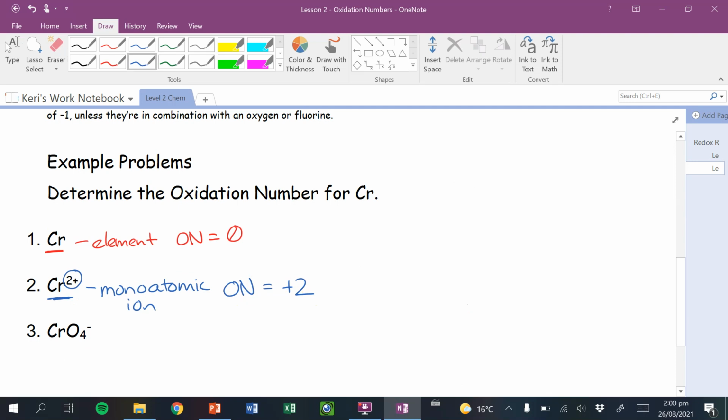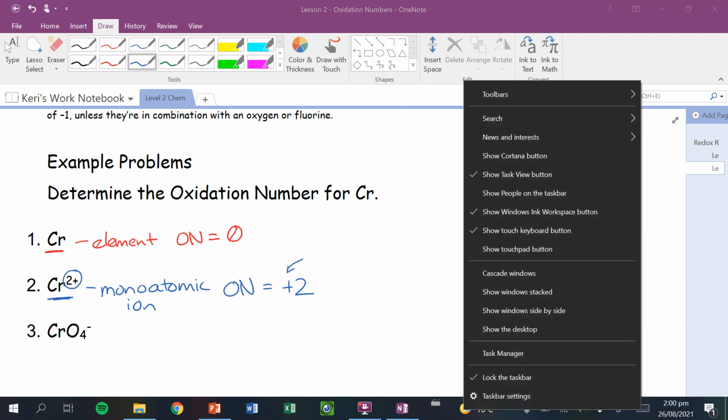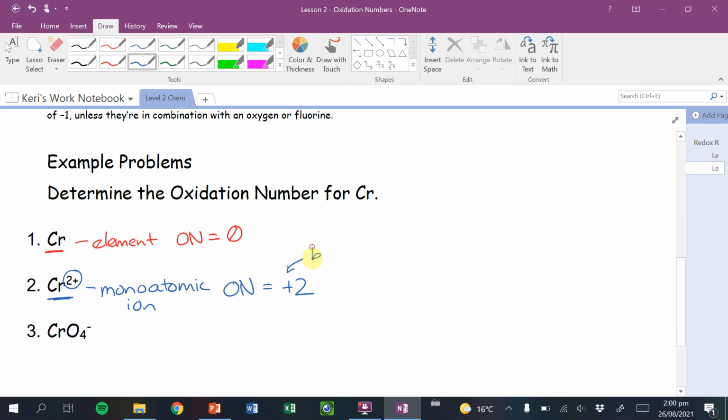Some things to start noting now that we have charges is that the sign goes before the number when we're talking about oxidation numbers, and when we're talking about ion charges, you'll see that the sign goes after the number. So do keep that in mind. That's part of the chemistry language that we're looking for.